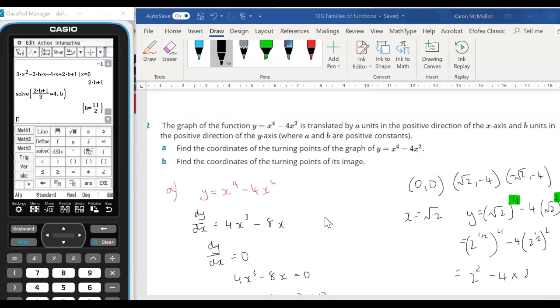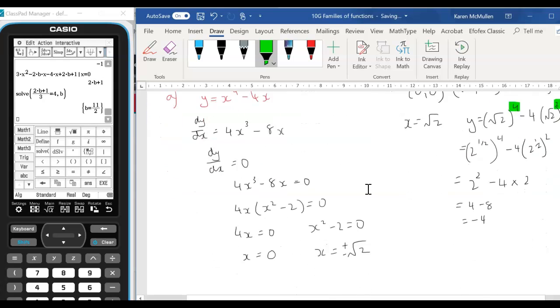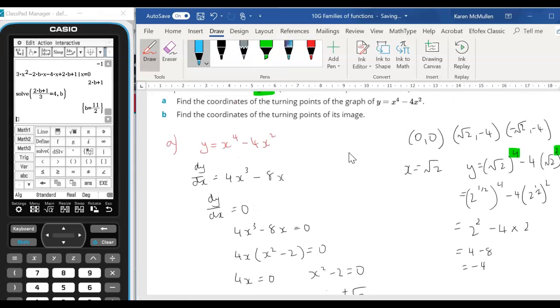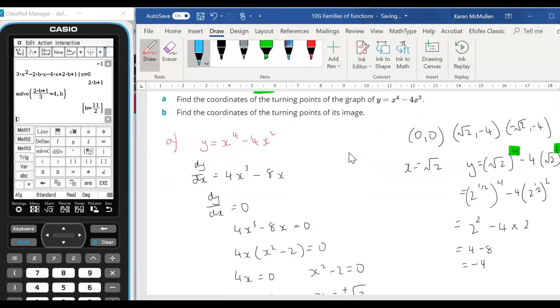All right, for question B, we're finding the coordinates of the turning points of its image. So what we're doing is, let's get my highlighter going, a units in the positive direction of the x-axis and b units in the positive direction of the y-axis. So we're going basically x plus a, y plus b, and I'm going to write it up here just because I've got all my coordinates up here, which is probably not ideal. Actually, I'll rewrite them.